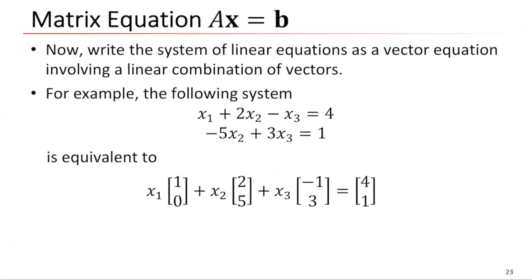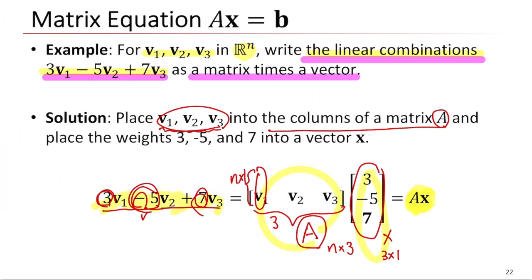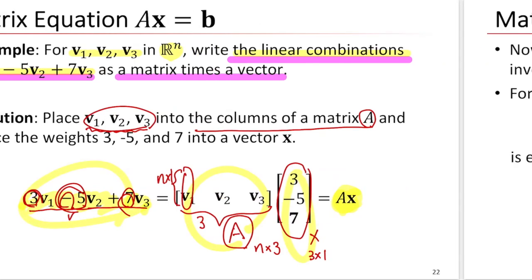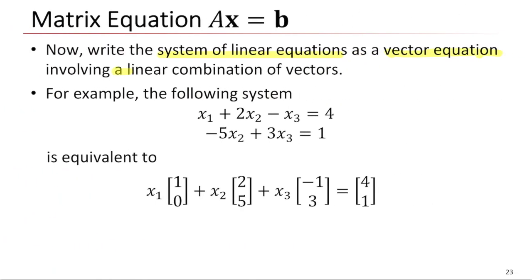Okay, now the system of linear equations as a vector equation, like this one, involving the linear combination of vectors. For example, let's say we have a linear system of two equations with three variables. Then what does it mean?